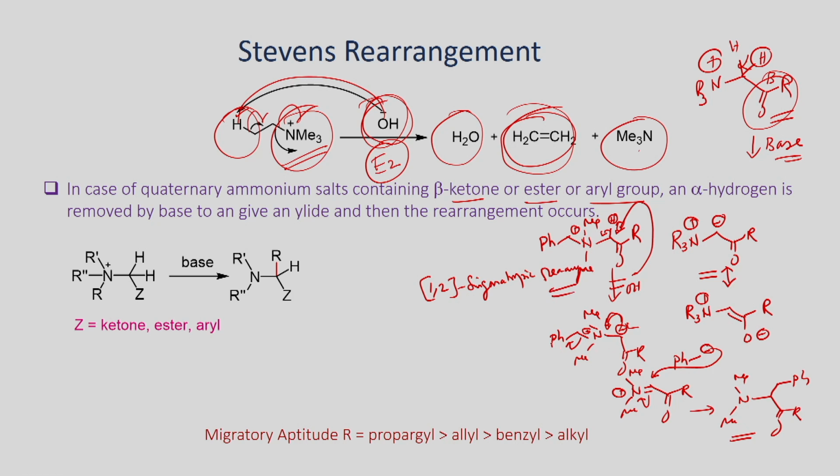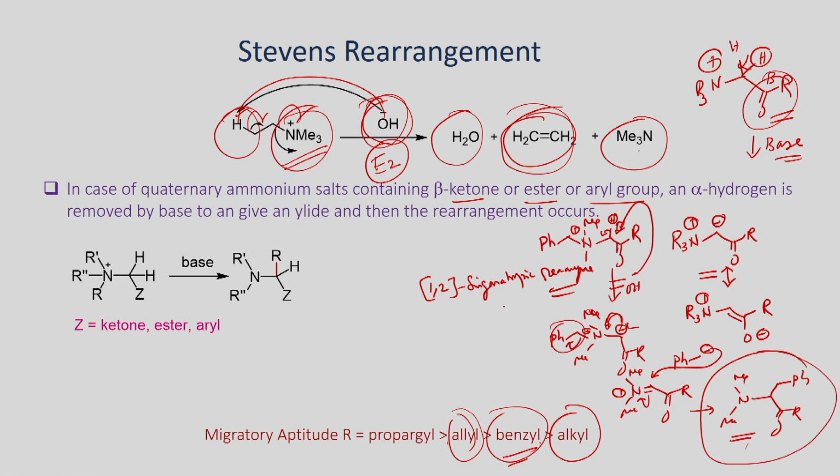So, regarding the migratory aptitude, if for example you have the alkyl and benzyl shown here, the benzyl group undergoes migration more favorably compared to the alkyl group. If you have the allyl, it will migrate much faster compared to the benzyl group. It depends, and you can see here, this is an example: if you have methyl and benzyl groups, this can undergo migration to give this addition product.